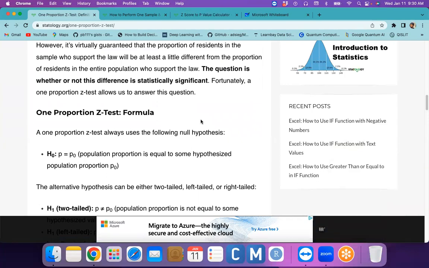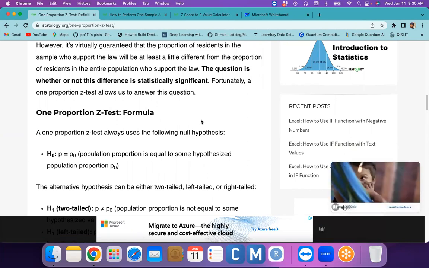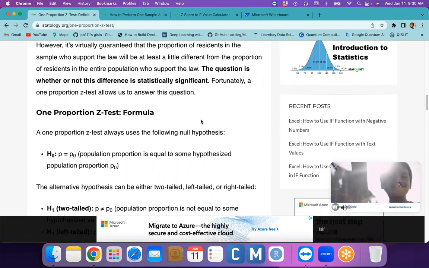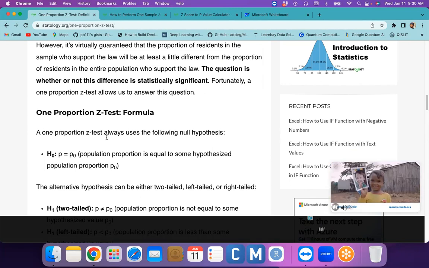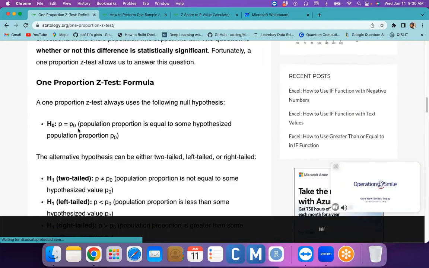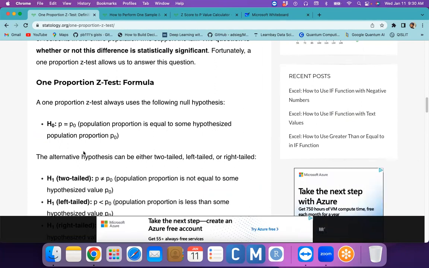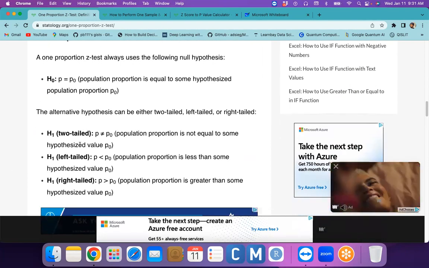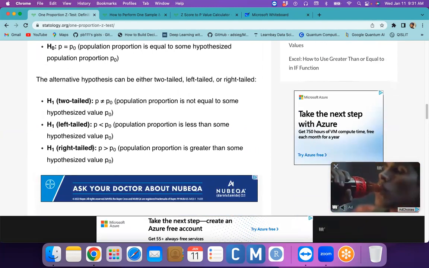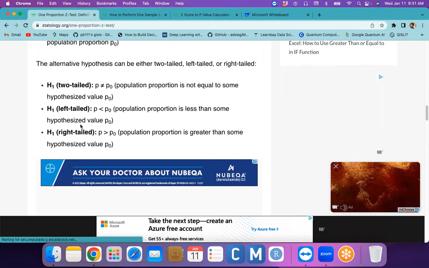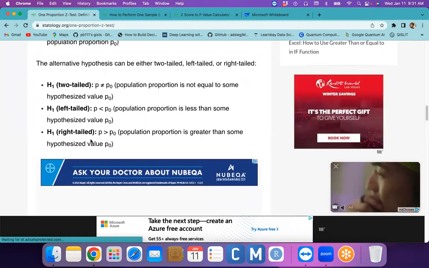And a portion of the people can oppose, some portion of people can accept, right? So based upon the proportion, we can conclude whether or not to introduce that particular law. The one proportion z test always uses this null hypothesis: the population proportion is equal to some hypothesized proportion. You can apply a two tail, left tail or right tail test, so it could be a one tail proportion test.